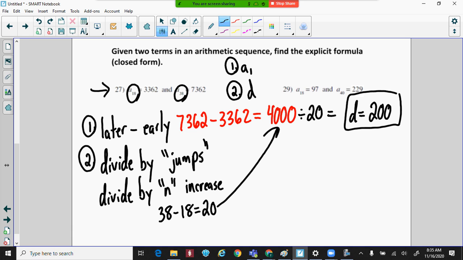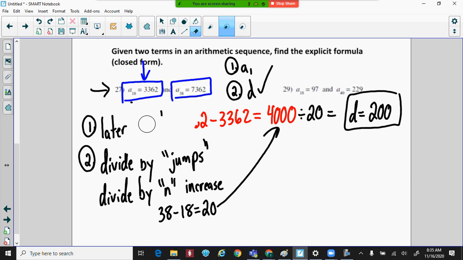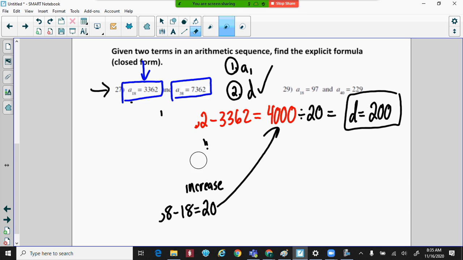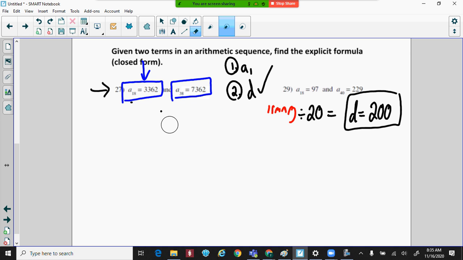So now I know what my common difference is. Common difference, check. The next thing I need to do is find out what my first term is. So that means I'm going to have to put an x somewhere. You're given two data points: the 18th term and the 38th term. You've got to decide which you want to use. Eeny, meeny, miny, mo, I'm just going to go ahead and choose the 18th term. This is very similar to what we have just done in the last couple of questions where I'm trying to find my first term.